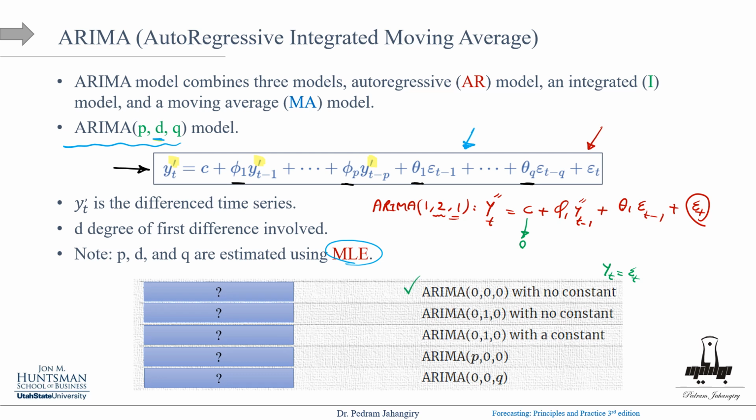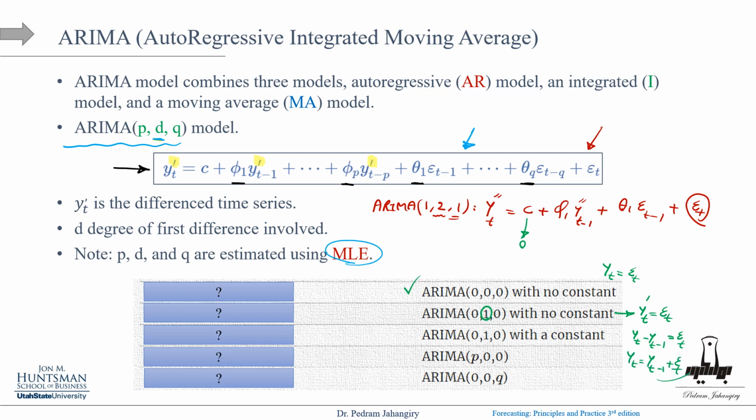So what do we have here? Because this is 1 integrated, so I have y prime. So y prime t is equal to epsilon t. Then you can write down this y prime t as yt minus yt minus 1. That's exactly what your y prime is, right? So what do we get? Yt is equal to yt minus 1 plus epsilon t.